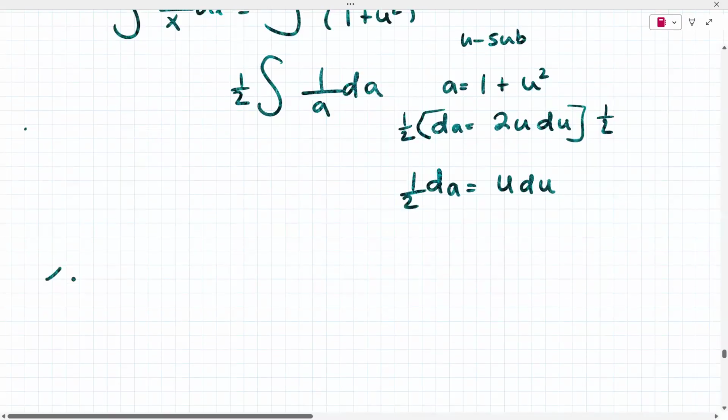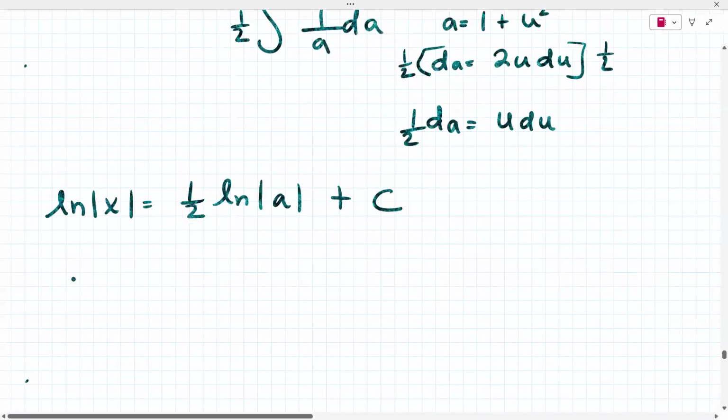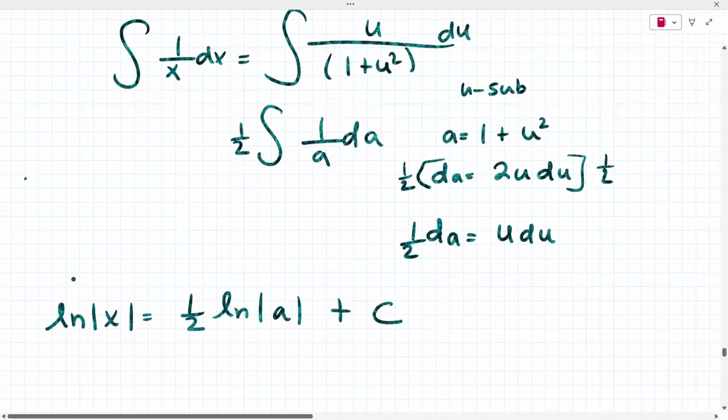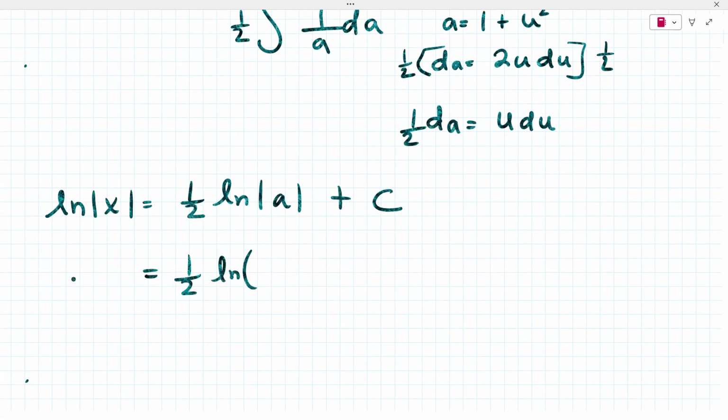So on the left, it's ln of absolute value of x equals 1/2 ln of absolute value of a plus c. And then what we said was that a was 1 plus u squared, so that's going to be 1/2 ln of 1 plus u squared plus c.